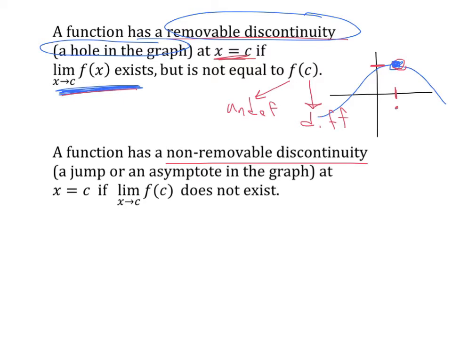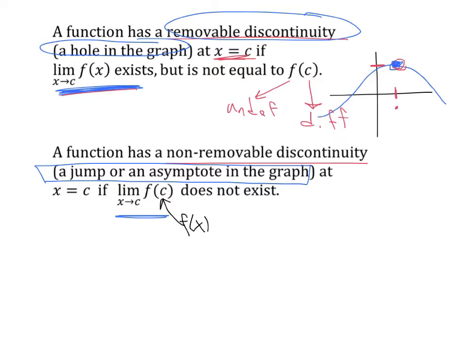A function has a non-removable discontinuity. By the way, a non-removable discontinuity means that it has a jump or an asymptote on its graph. It's non-removable if the limit just doesn't exist. And by the way, I just realized there's a typo there. That f of c should have been f of x. Okay? So a function has a non-removable discontinuity, meaning it has a jump or an asymptote, if the limit doesn't exist.